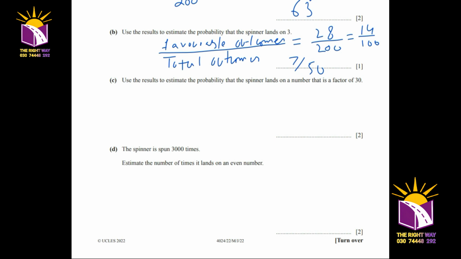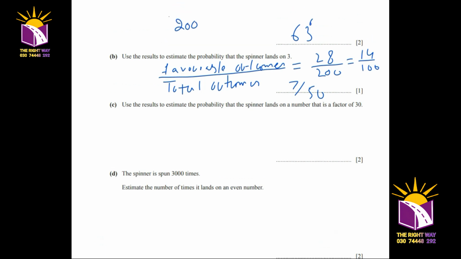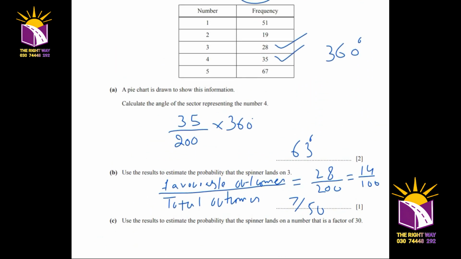Use the result to estimate the probability that the spinner lands on a number that is a factor of 30. Now which number is a factor of 30? 1 is a factor of 30, yes. 2 is a factor of 30, yes. 3 is a factor of 30, yes. 4 is not a factor of 30 and 5 is a factor of 30.